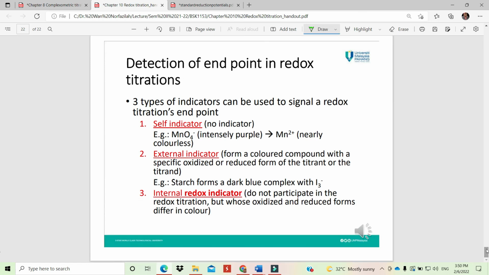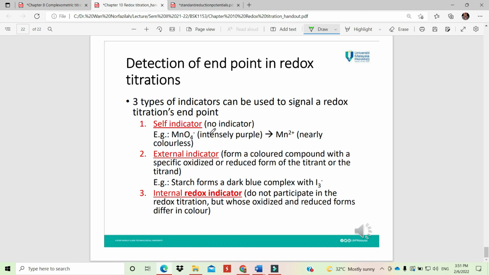So for detection of endpoint in redox titration, there are 3 types of indicators. Kalau dalam EDTA titration pun kita ada 3, betul? We have Calmagite, Eriochrome, fast sulphon black, ada satu lagi saya tak ingat lah. Okay, tapi you guys kena ingat. Untuk redox titration pun kita ada 3 commonly used indicators. And the first one is self indicator, which is no indicator. Sebab dia sendiri dah ada warna. The analyte also already have their own color. So no indicator used. It is self indicator.